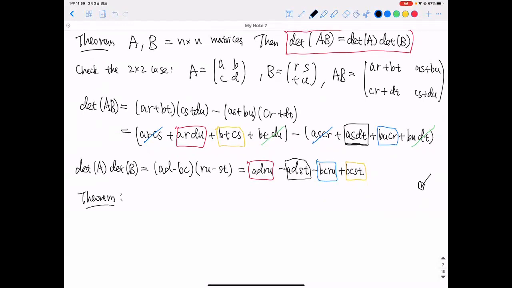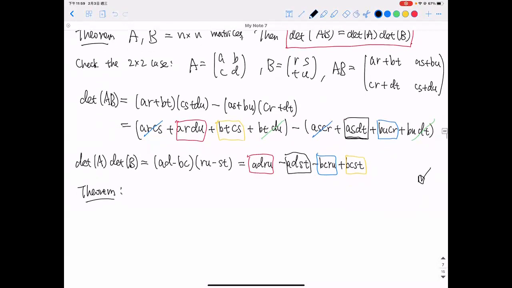Now, second theorem. Again, A is an n by n matrix. And you have the A transpose. It's also n by n. The claim is that the determinant of A transpose is the same as the determinant of A.